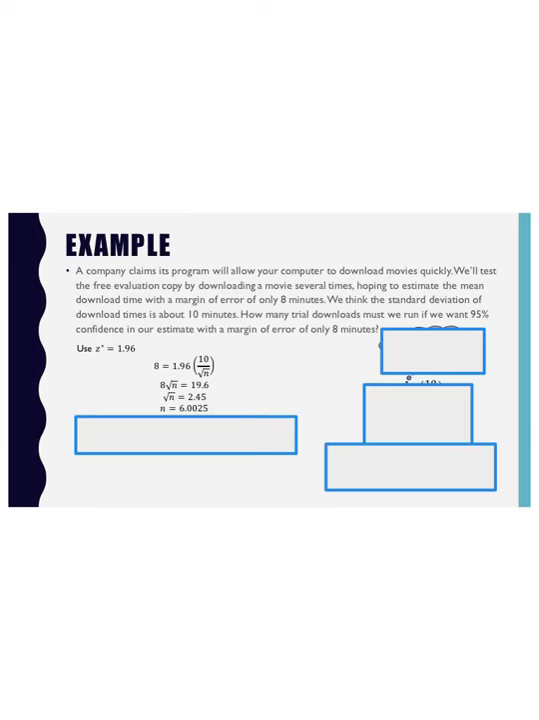So in our last example, note it says a company claims its program will allow your computer to download movies quickly. We'll test the free evaluation copy by downloading a movie several times, hoping to estimate the mean download time with a margin of error of only 8 minutes. We think the standard deviation of download times is about 10 minutes. How many trial downloads must we run if we want 95% confidence in our estimate with a margin of error of only 8 minutes?